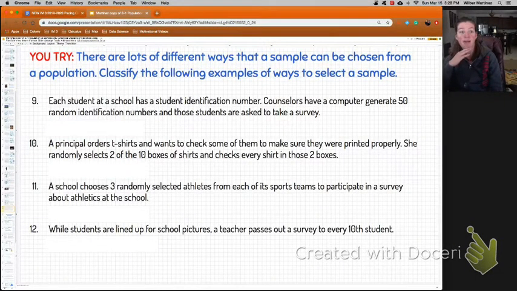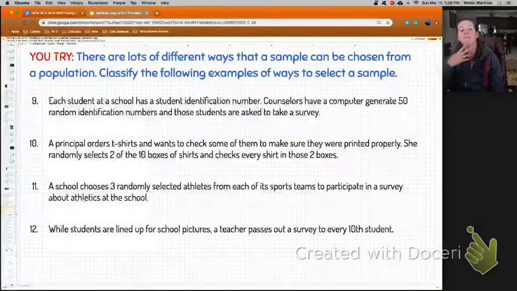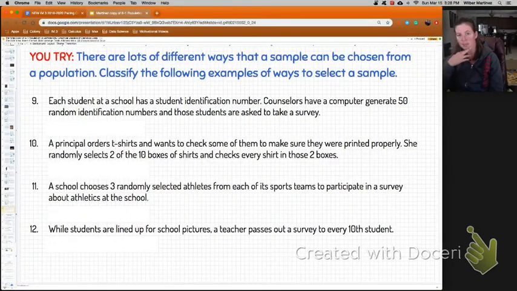So for number 9, it says each student at a school has a student identification number. Counselors have a computer generate 50 random identification numbers, and those students are asked to take a survey. What type of sampling would that be? It should be SRS, simple random sampling. So if you have a list of every student in the school and you're randomly choosing 50 of them, that's random sampling, SRS.